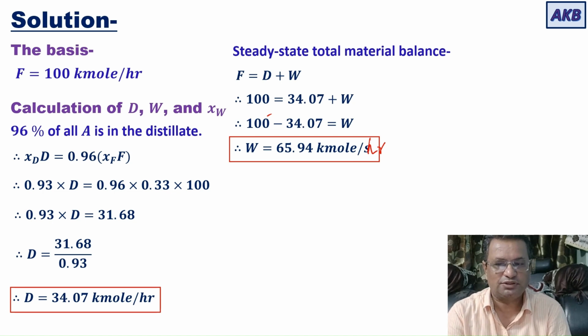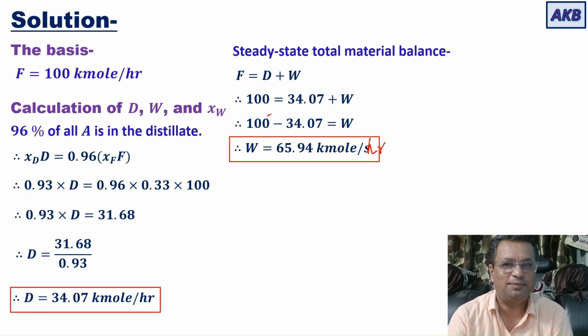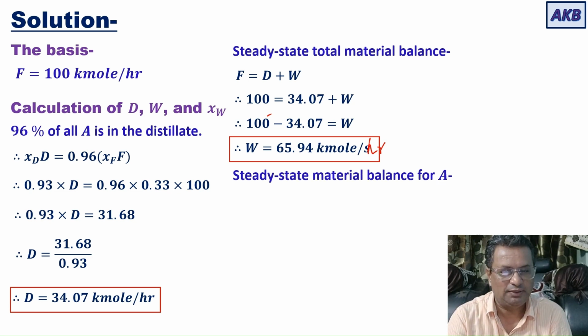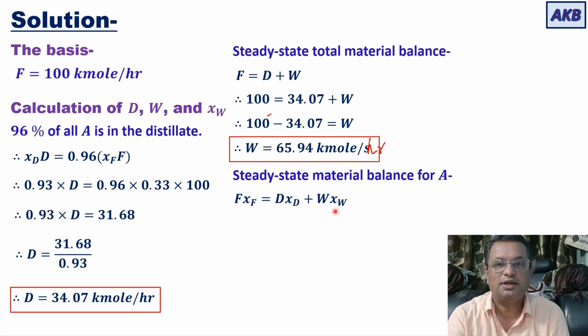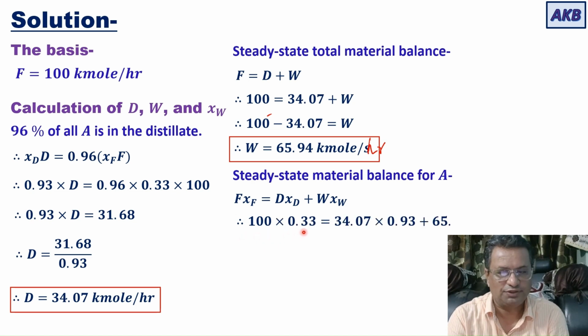Now we are left with XW. So for that, we are going to use steady state material balance for A, which is the more volatile component. So steady state material balance for A, how do you write it? It will be F into XF, that is equal to D into XD plus W into XW. So what quantities are known to us? F is 100 into 0.33 XF, that is equal to 34.07. D we calculated into 0.93 XD, which is given to us, plus 65.94 we just calculated into XW, the quantity that we have to find.